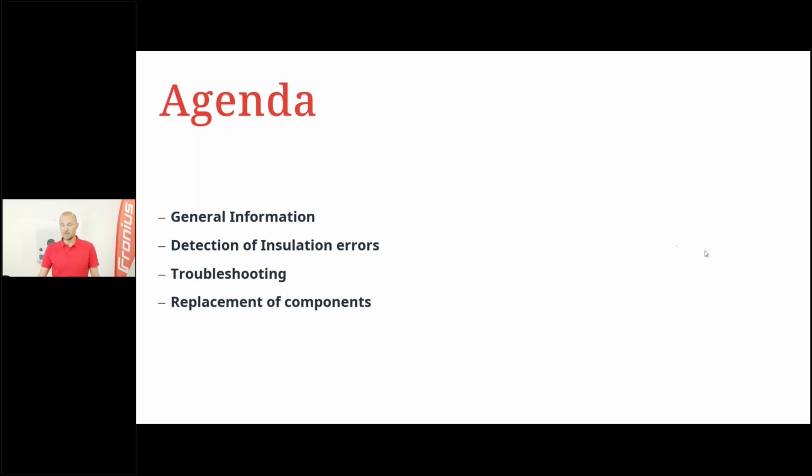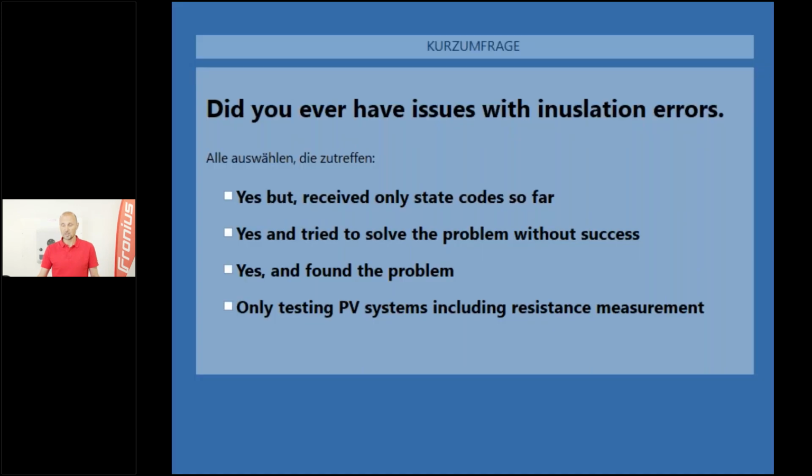Before I start, I would like to ask you a short question: did you ever have issues with insulation errors? Please click on the answer which suits you. Yes, I've received only a state code so far. Did you ever try to solve them, without success or finally with success? And the last answer would be that you're only testing the PV system after commissioning, doing the grounding resistance check. You can also choose more than one answer. I would just like to get a quick overview: what's your situation at the moment?